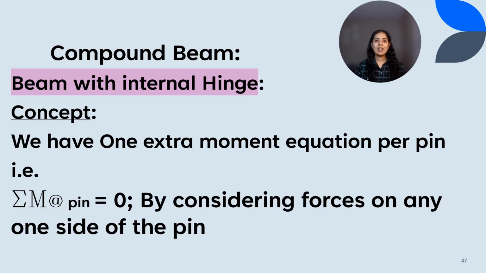Concept for the compound beam with internal hinge. Here we have one extra moment equation per pin. That is, summation of moment at pin is equal to 0, and it will be by considering forces on any one side of the pin. We will see the application of this concept in the problem.